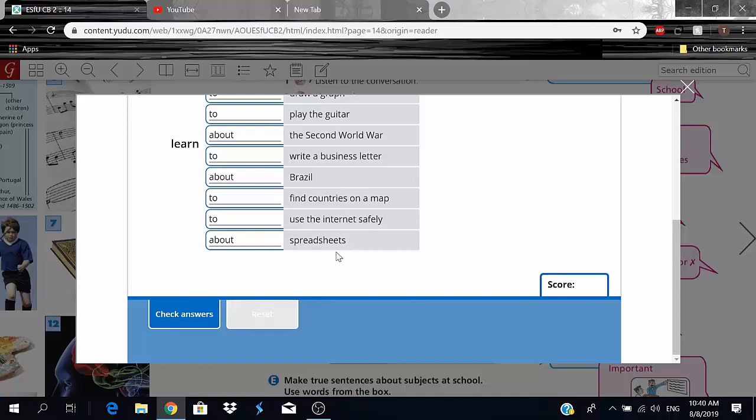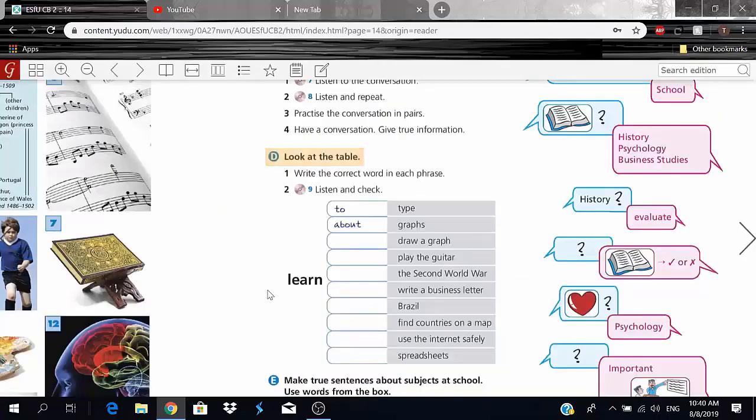Alright, all of these are correct. I hope you guys were able to understand "to" and "about", and it will come naturally over time as you progress. Okay, now let's move on.